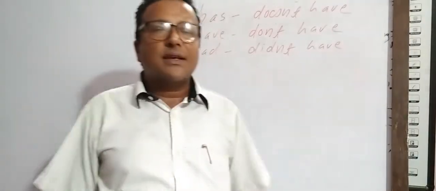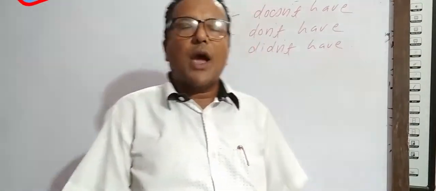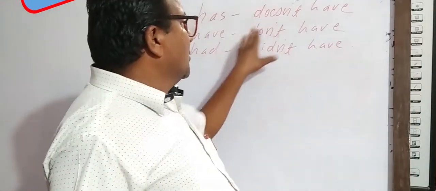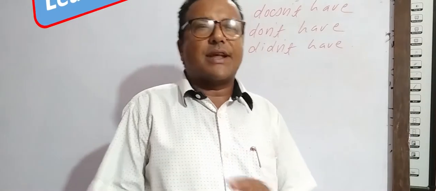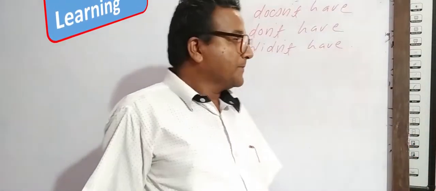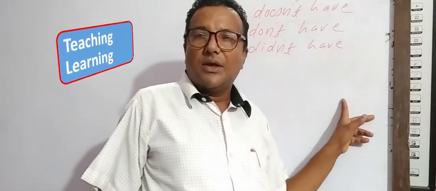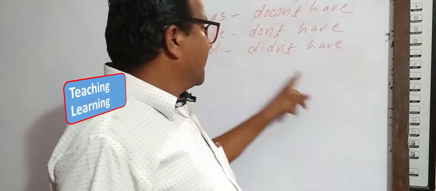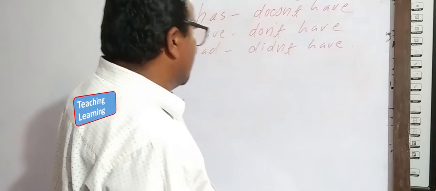Ram has a car. In this sentence, there is no main verb. Has is used in the place of the main verb. So we have to use doesn't. Ram has a car. Ram doesn't have a car. I have a bike. I don't have a bike. You had a bike. You didn't have a bike. This is the second last rule.